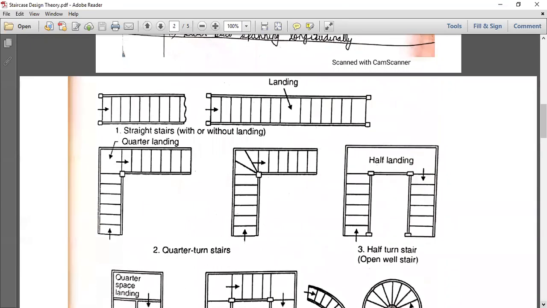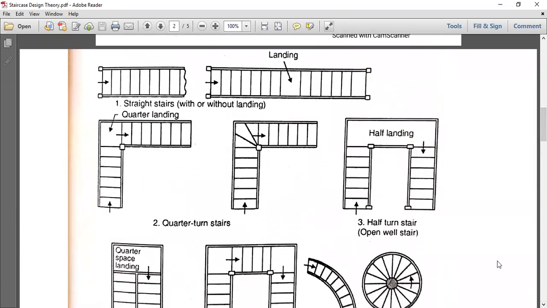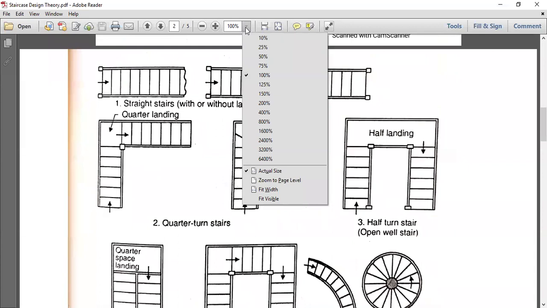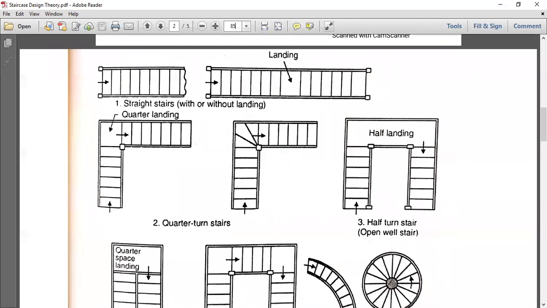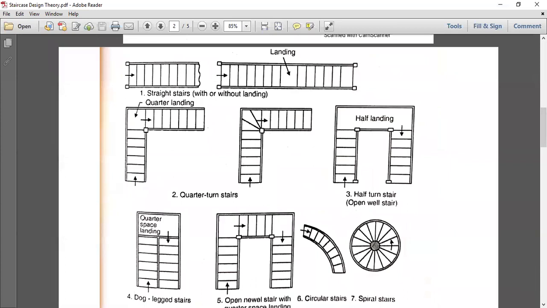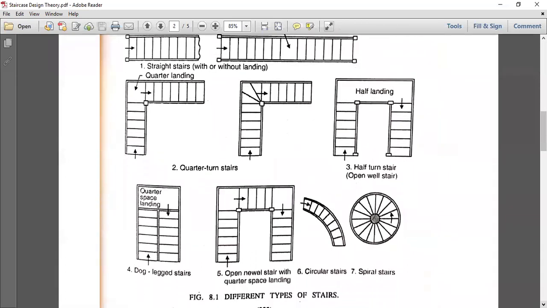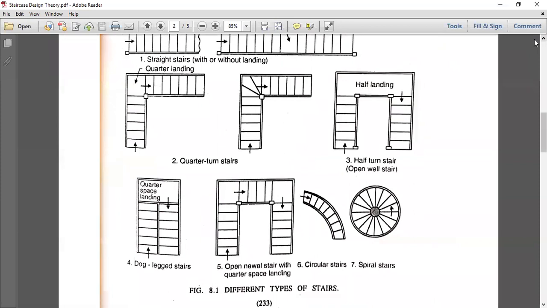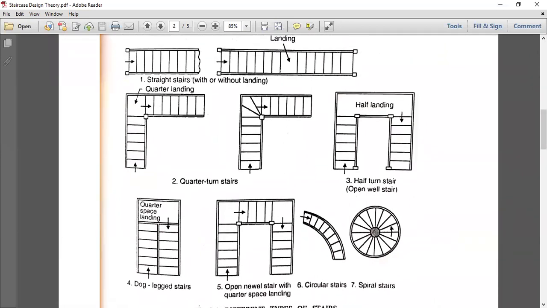I've included this for your reference. You can find this in B.C. Punmia, on page number 233. So these are the various types of staircase. Here you can see straight stairs without any landing. This is called straight stair, and this is straight stair with landing. Then you have quarter turn staircase, and then half turn staircase, or you can also say open well staircase. And then you have dog leg staircase.